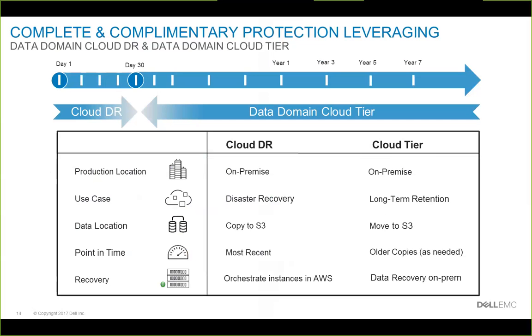So if you're looking for recovery from CloudDR, you're looking at typically the most recent backup. With CloudTier, it's typically going to be your older copies, right? With recovery, we can orchestrate instances in AWS and automate that and recover inside of AWS. With CloudTier, it's data recovery that's on-prem.